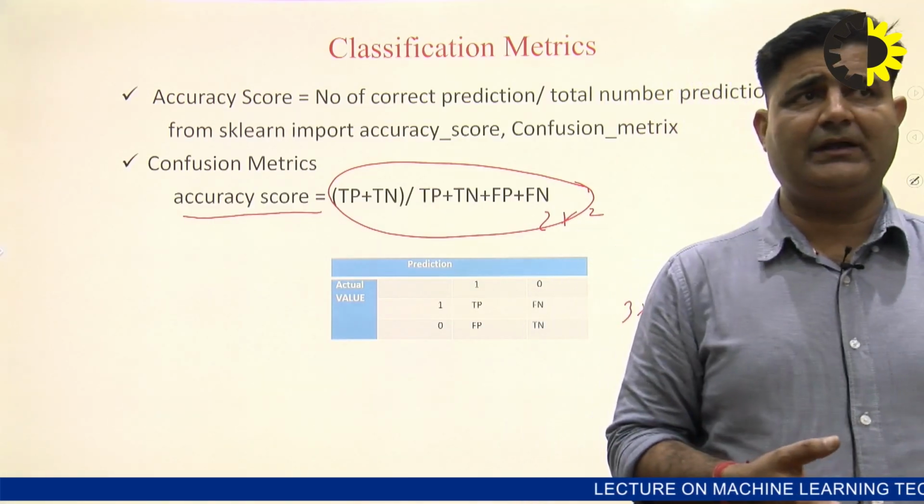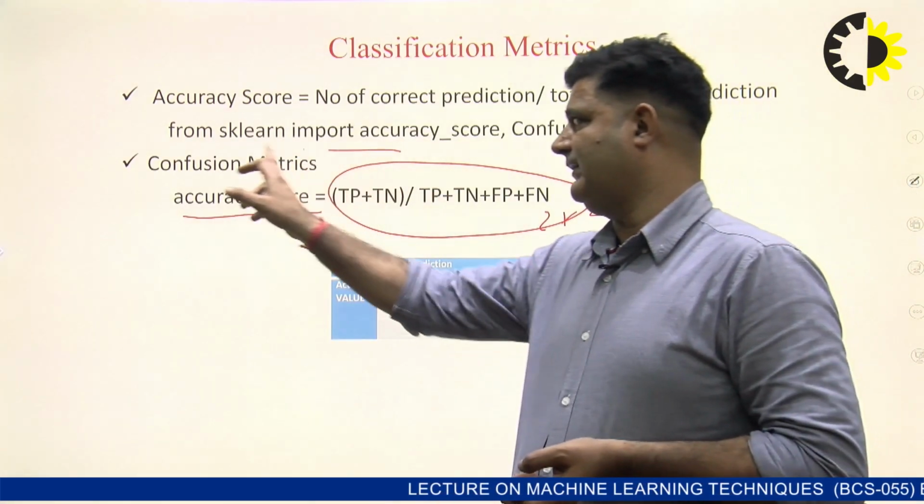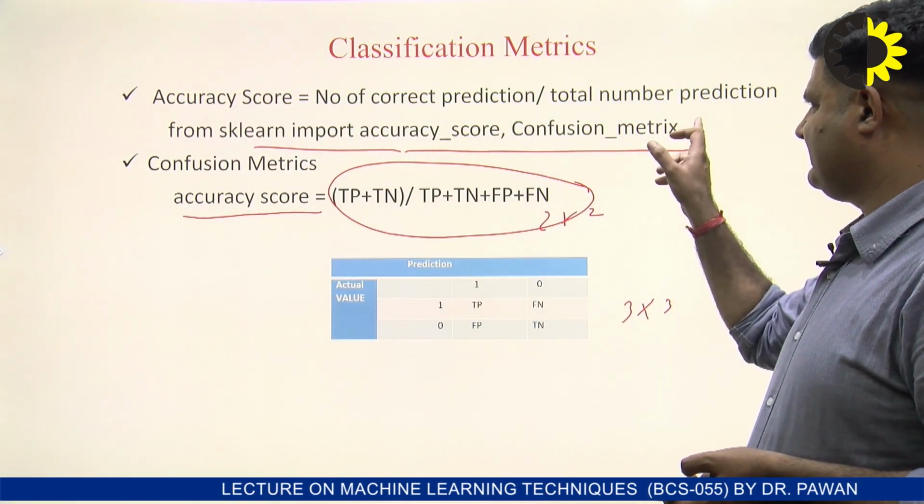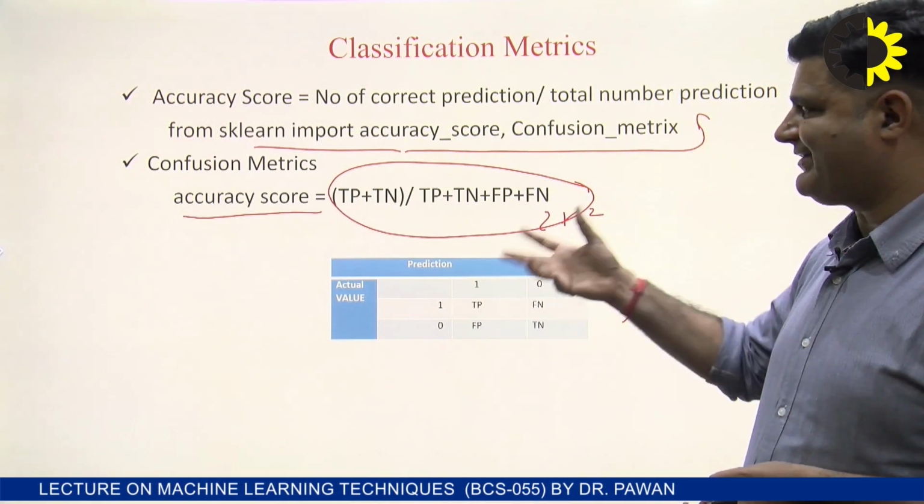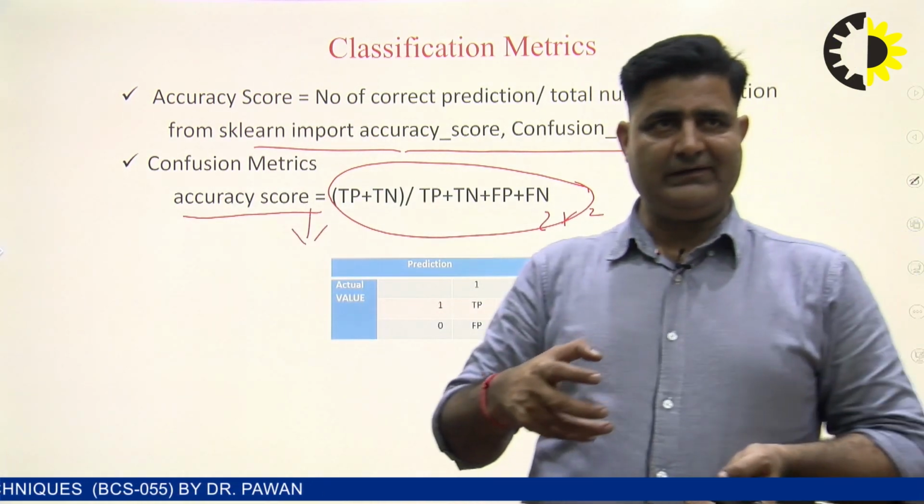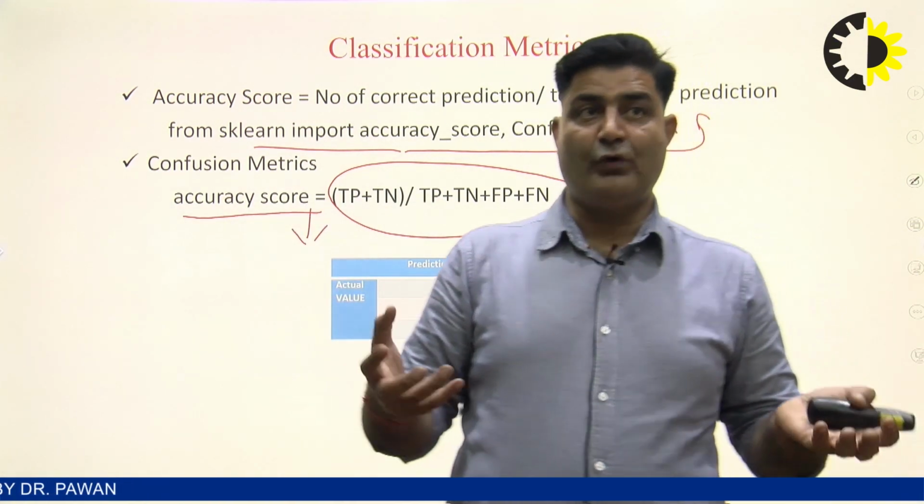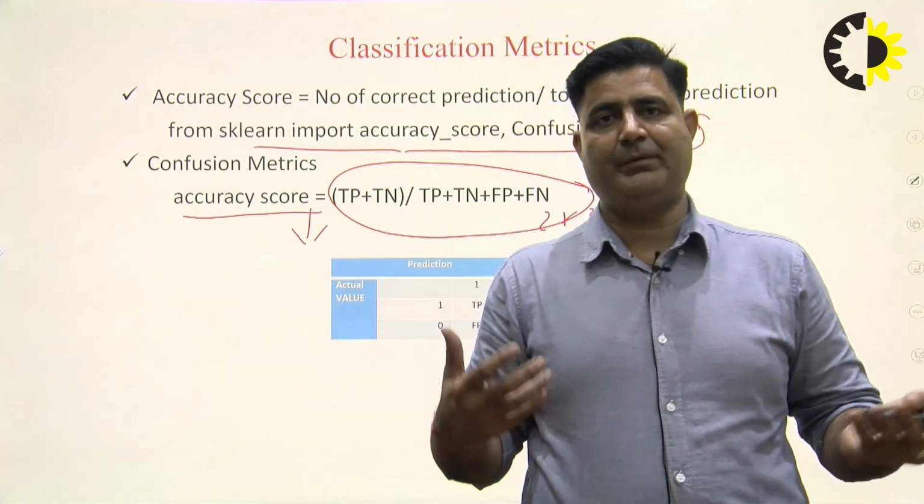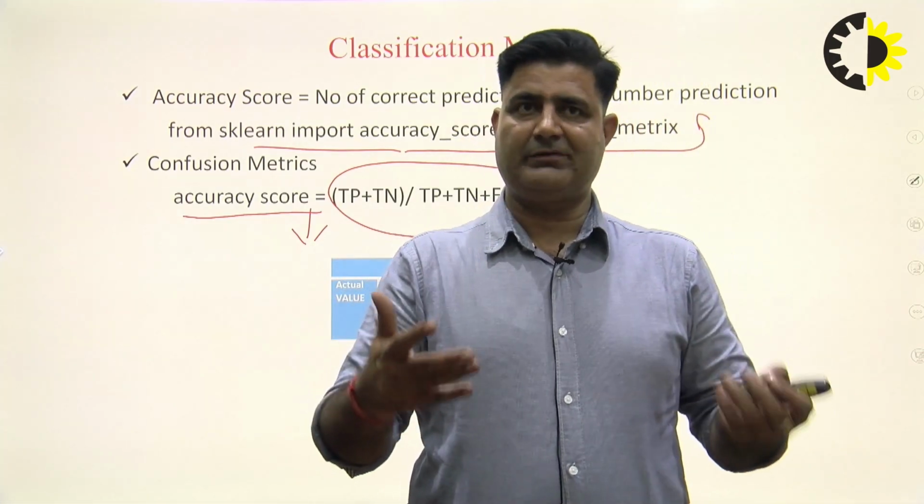In sklearn we have a library for this. We have to import this library and pass the values, and it will generate the confusion matrix. So the confusion matrix is one of the performance metrics to identify the performance of any classification model, right?